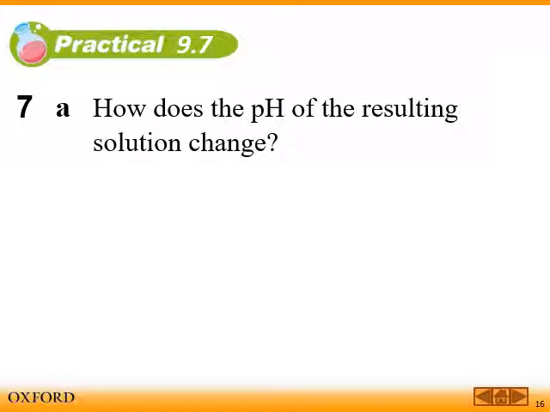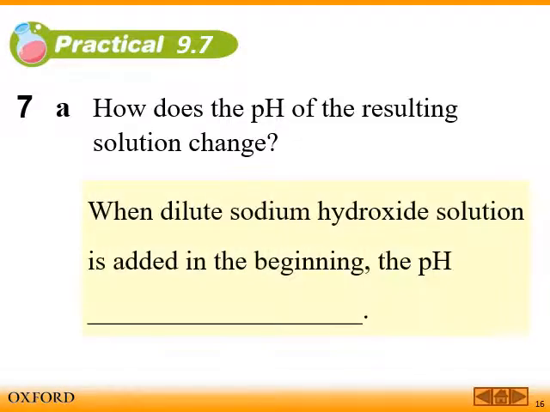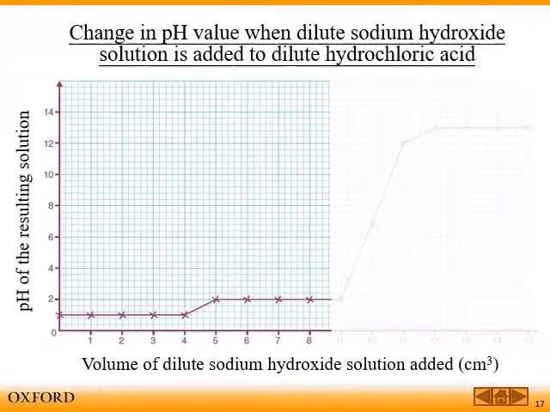So can you answer this question? Actually, I have explained it before. Can you answer the question by yourself? How does the pH of the resulting solution change? When dilute sodium hydroxide solution is added in the beginning, the pH rises slowly. That is this part.